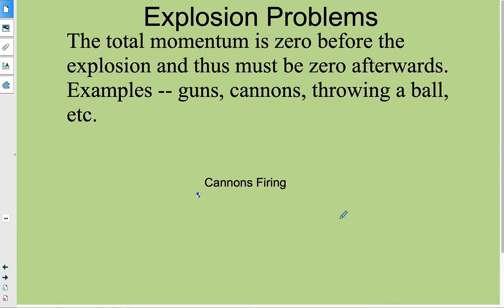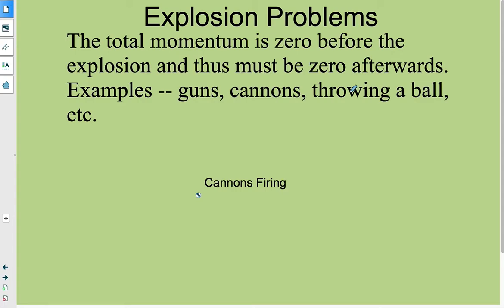All right, so what we did in our lab is we created an explosion. We had two objects and then they exploded apart from each other. Now in these explosion problems, it doesn't have to be like a bomb going off, right? But in these explosion problems, the total momentum before the explosion happens will be zero. Just like with those two carts, they were sitting still, they weren't moving. After the explosion, the total momentum has to stay zero.